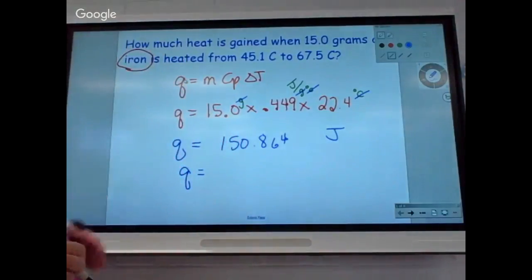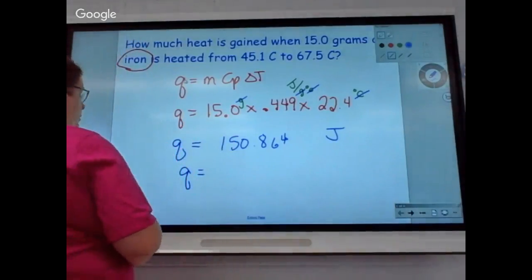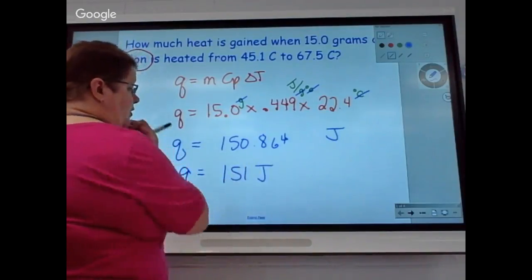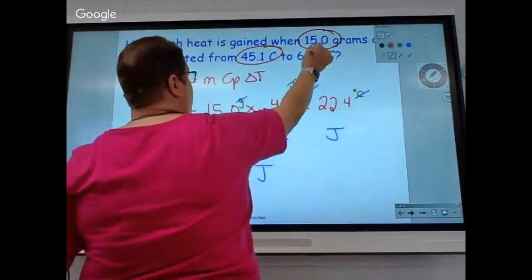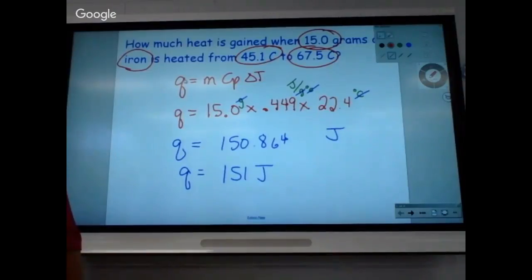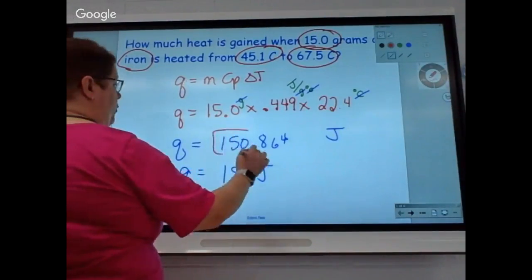So how many did I have in 15.0? 3. And 45.1? 3. And then 67.5. So we need 3 in our answer. So what am I going to round to? 151 joules is fine. What numbers did you look at to figure out sig figs? You always look at the given data. So here, here, and here are your only numbers you look at. You don't need to look at your blue reference table. No. Only the given data in the question. All right. So we had 3, 3, and 3. We multiplied, so we used the least significant digits. So these 3 are what I want.